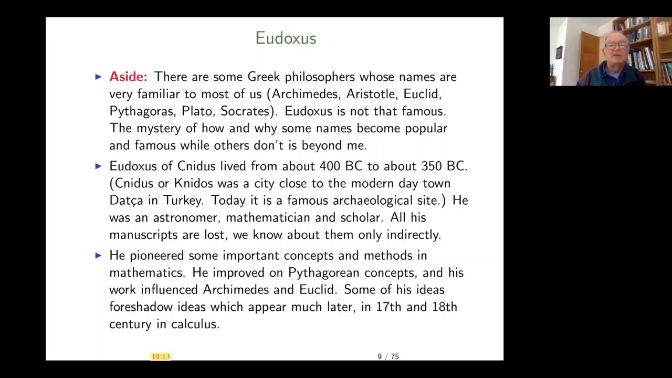So back to Eudoxus. He lived in this city, which was called Cnidus, at around 400 BC. That city doesn't exist anymore. Today, it's very close to the modern-day town Datça in Turkey, and Cnidos is a famous archaeological site near Datça. Datça is in a remote part of Turkey, but if you happen to travel there, then for sure everybody will recommend that you go and visit the archaeological site.